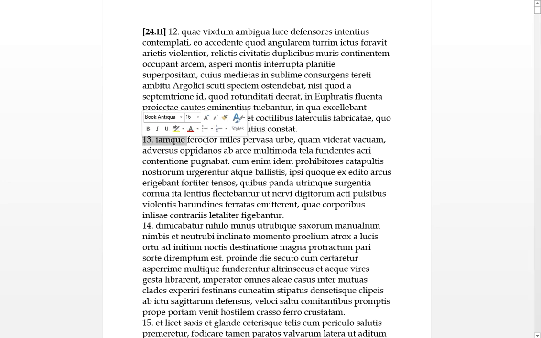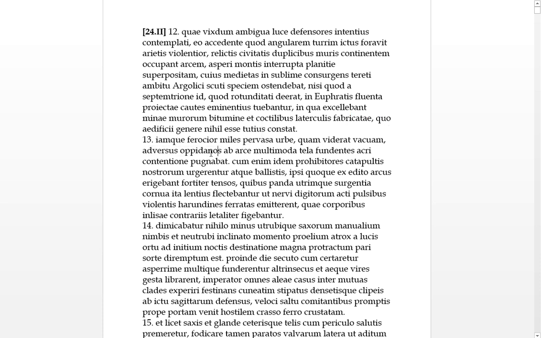13. Yamqui. And now, ferocia miles, a more ferocious soldier. I'm guessing this is meaning many soldiers. It's pervasa the herb. So the city was pervaded or invaded, you might want to say in English, by these ferocious soldiers. And again, it looks like they're using a singular here, who, when they saw vacuam, when they saw it was vacant or evacuated, they saw nothing there.